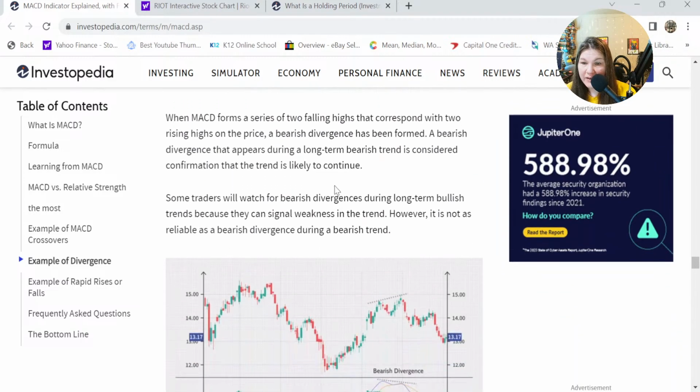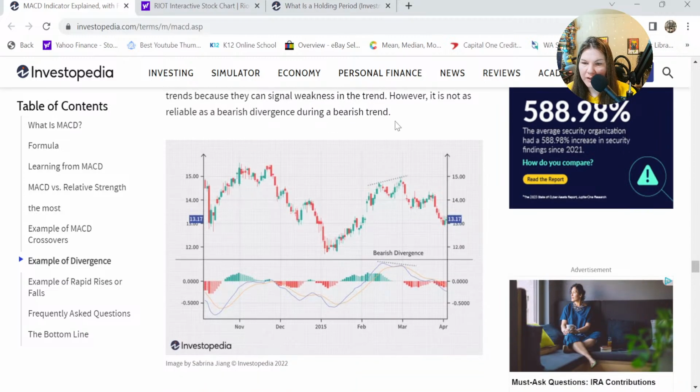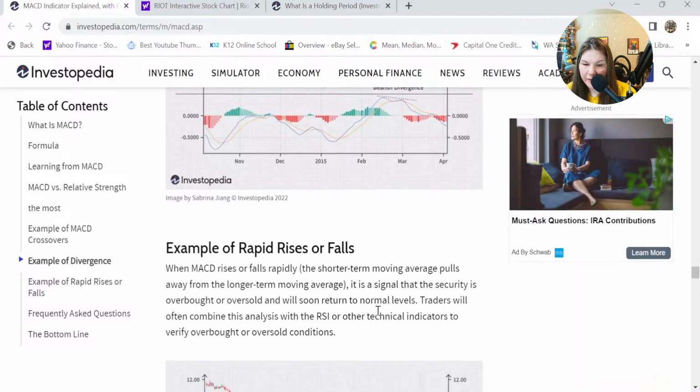When MACD forms a series of two falling highs that correspond with two rising highs on the price, a bearish divergence has been formed. A bearish divergence that appears during a long-term bearish trend is considered confirmation that the trend is likely to continue. Some traders will watch for bearish divergence during long-term bullish trends because they signal weakness in the trend. However, it's not as reliable as bearish divergence during a bearish trend. So here we have two, and these two high highs. See, they're higher highs. Bearish trend.